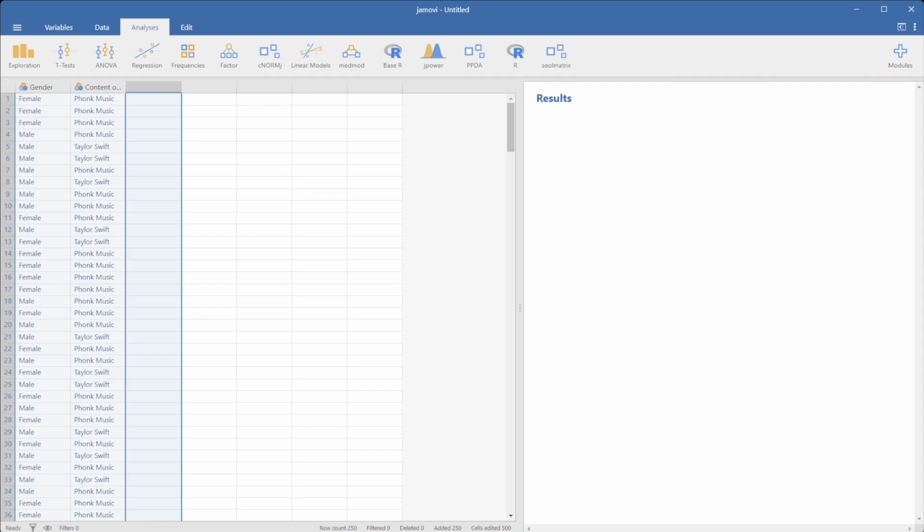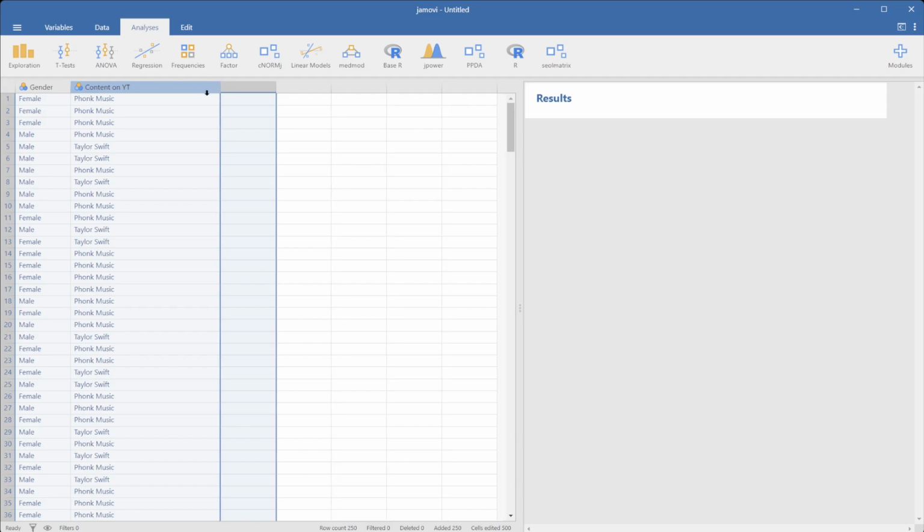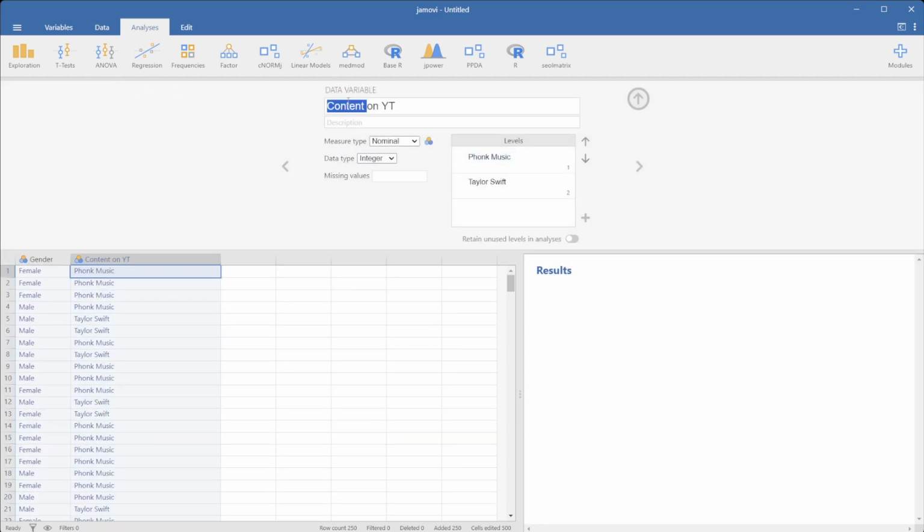So let's look at this data set that we have ready here. This would be for chi-square, and in this test we are trying to see whether there is a significant relationship between gender and content on YouTube, meaning what people watch on YouTube, and probably it would make more sense to have here music listened to on YouTube, but again, you guys get the point.